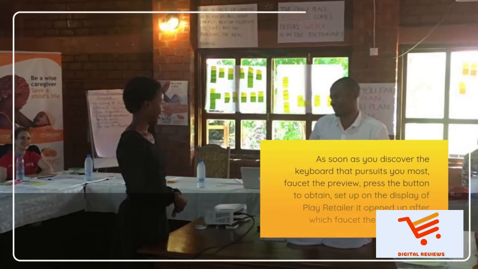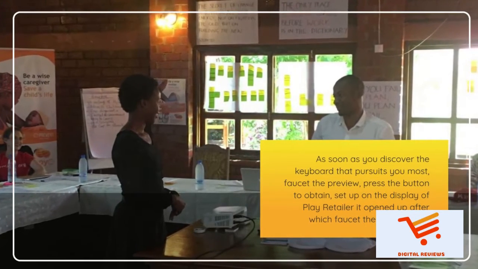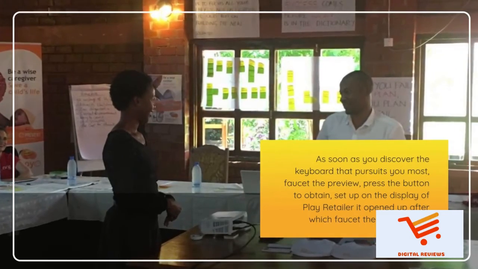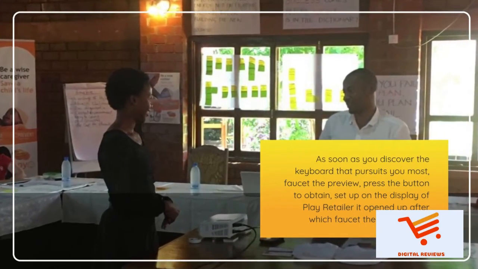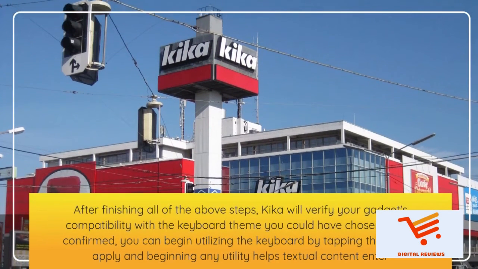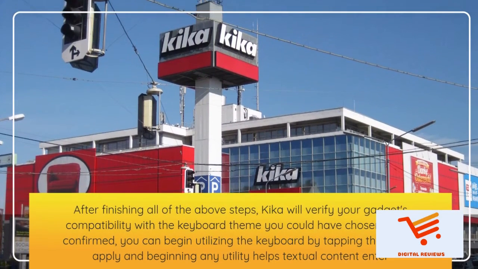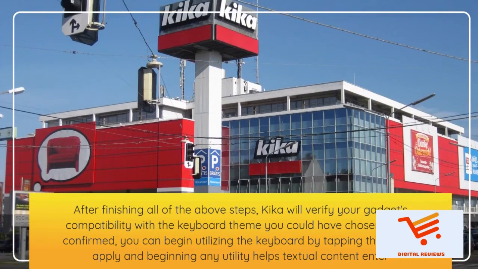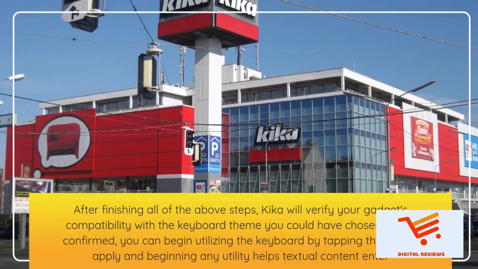Once you find the keyboard that interests you most, tap the preview, press the button to download, install on the Play Store screen that opened up, and then tap the button Open. After completing all the above steps, Cheetah will check your device's compatibility with the keyboard theme you have chosen and, if confirmed, you can start using the keyboard by tapping the button Apply and starting any application that supports text input.